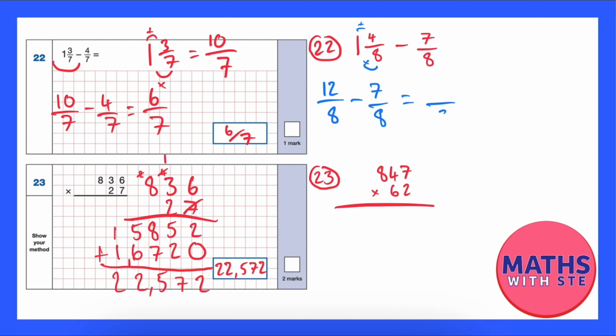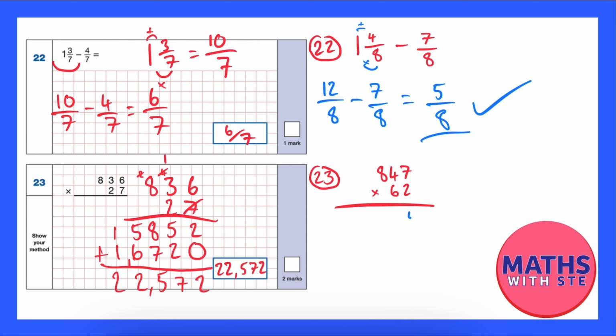Okay, denominator stays the same. So 12, take away 7, what's that? Let's count up from 7. 8, 9, 10, 11, 12, that's 5. So the answer to that one is 5/8. Perfect. Great, okay, let's do this one then.